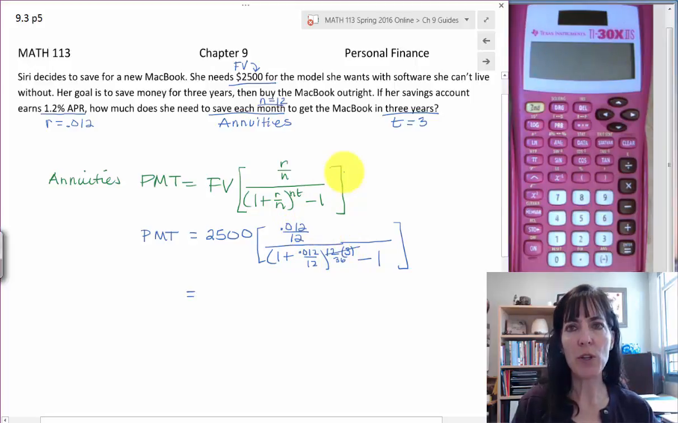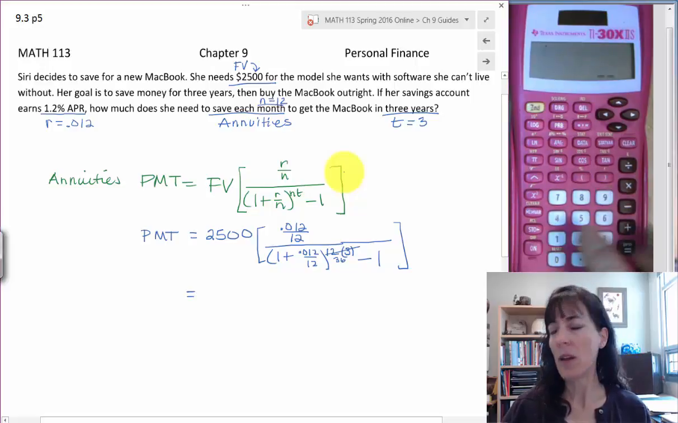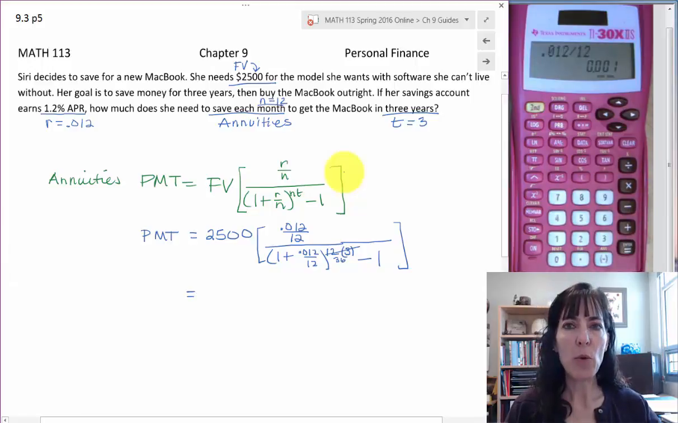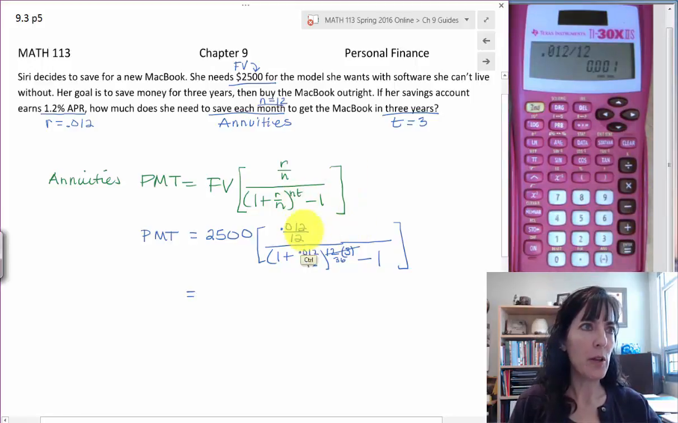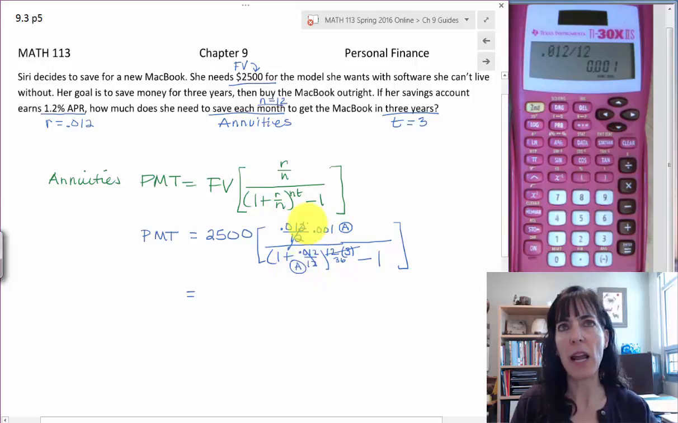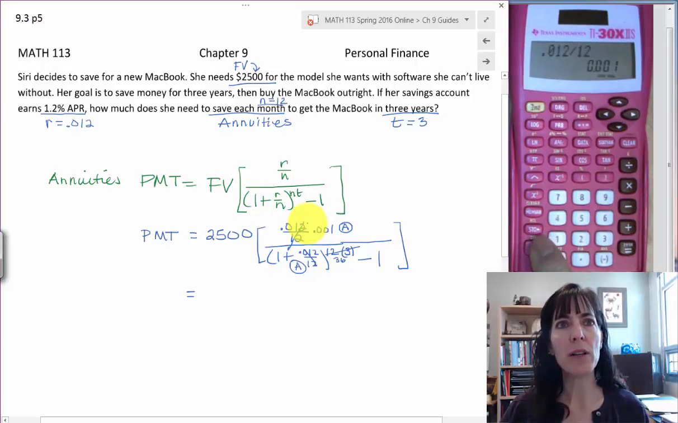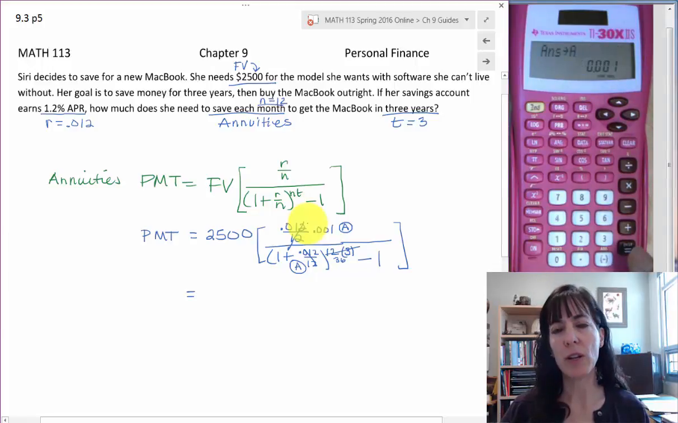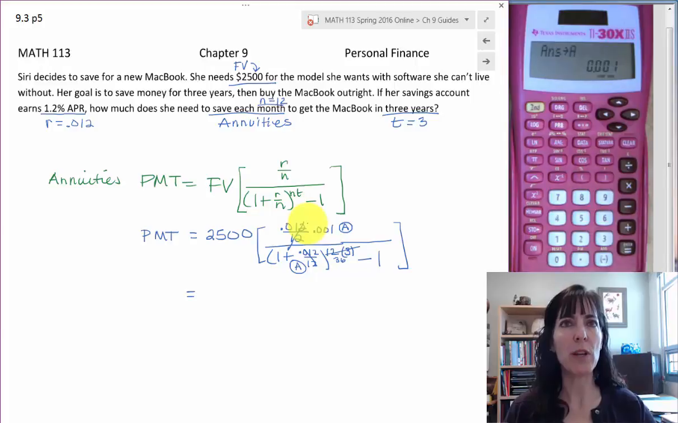Let's try out this 0.012 divided by 12. And I get 0.001. So instead of this fraction, I can use 0.001. And I can also store that in one of my storage bins, and I think I will do that and store it in A. And then I will also have this in the denominator stored in A. So remember, push the store button on this calculator, store, and then it defaults to A. So just push enter and it'll show that it put that answer, the 0.001, in A.